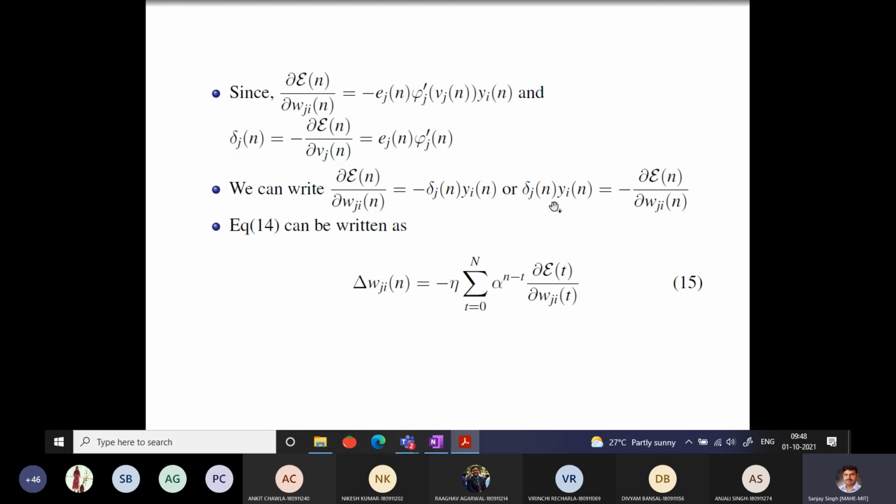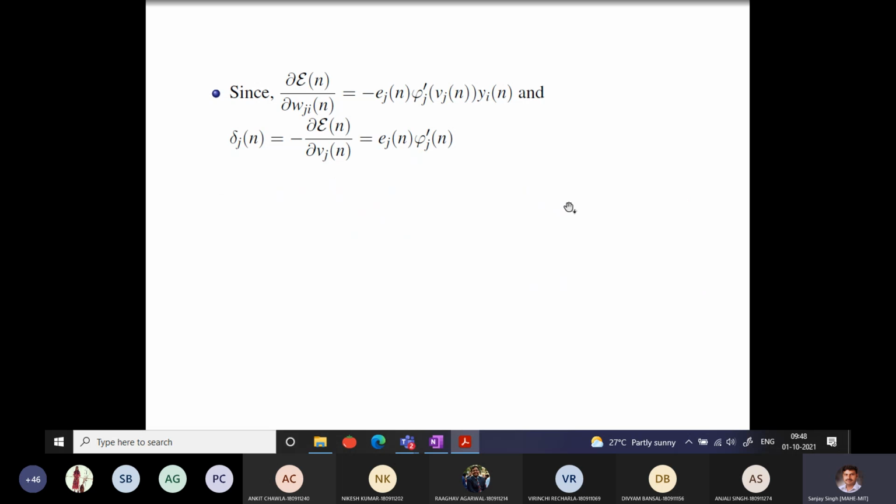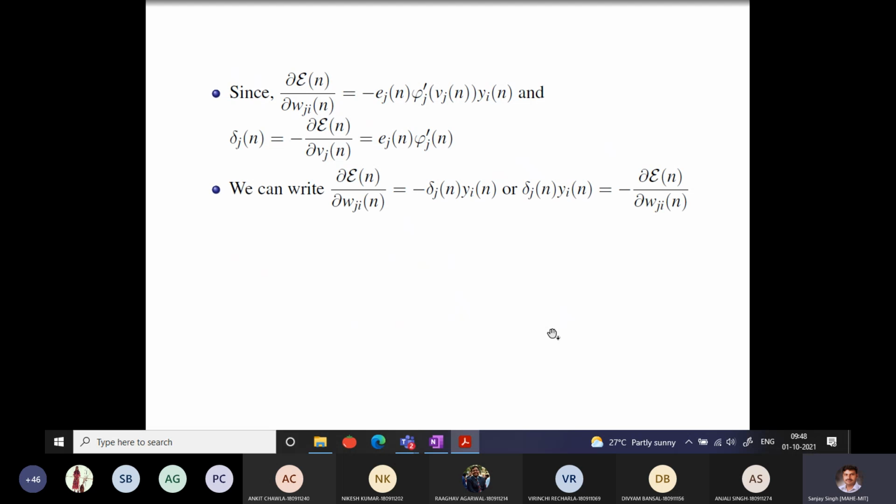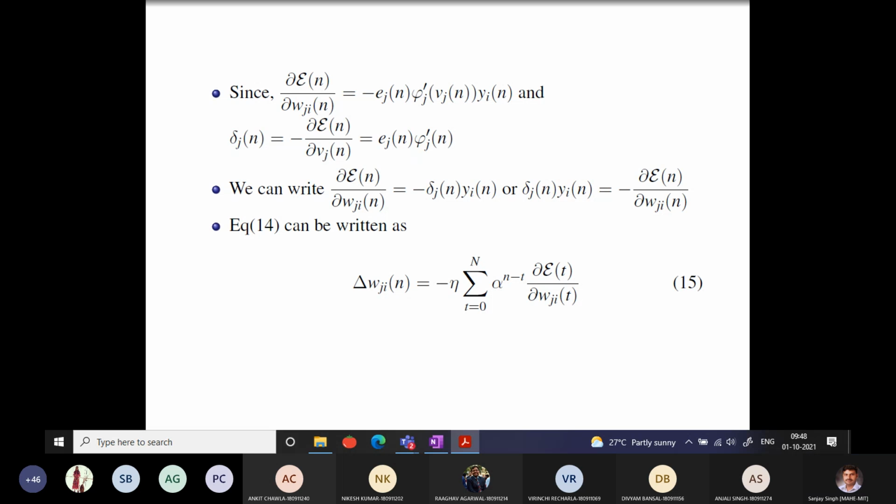Why are we writing this delta j yi in our formula? Instead of this, we can write in terms of this gradient only. So we are writing the generalized change in synaptic weight by this particular equation. Now we have to understand what is going to happen here. Now this is a gradient, so we have to interpret it.